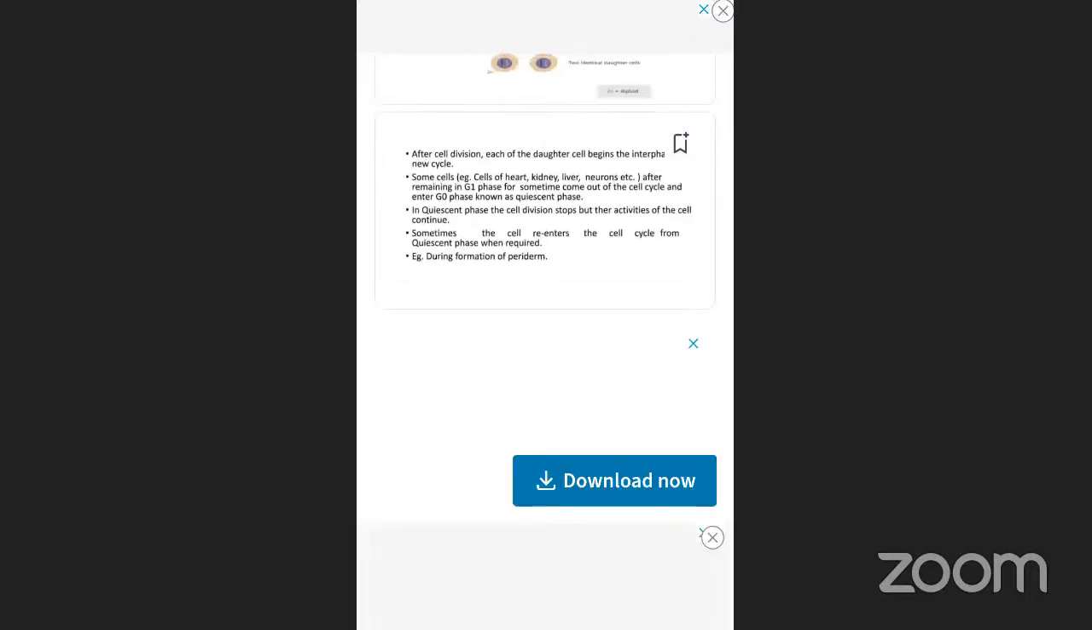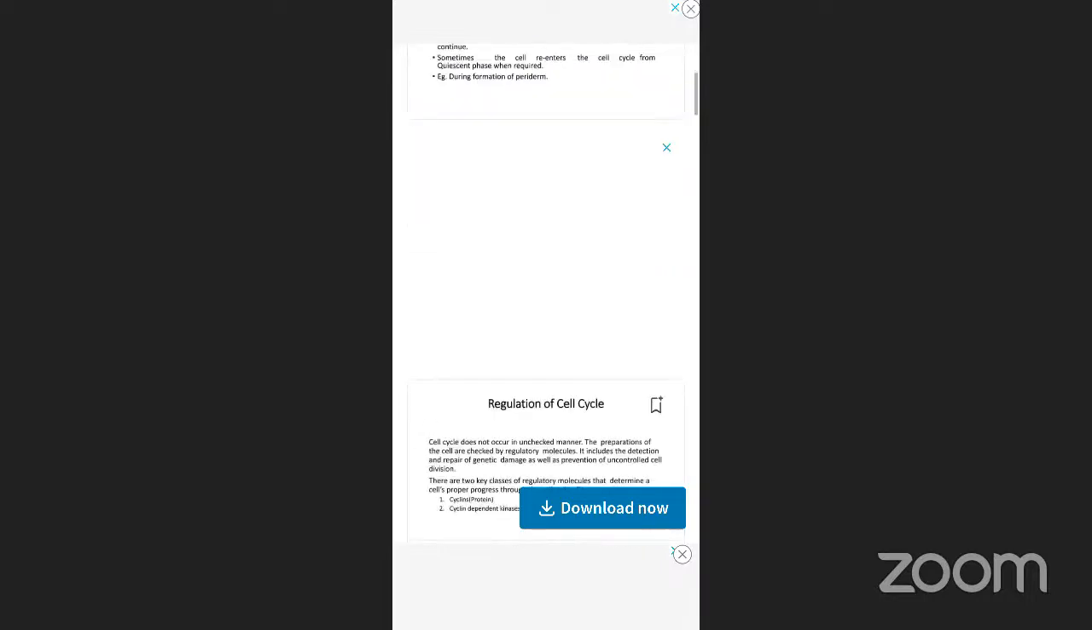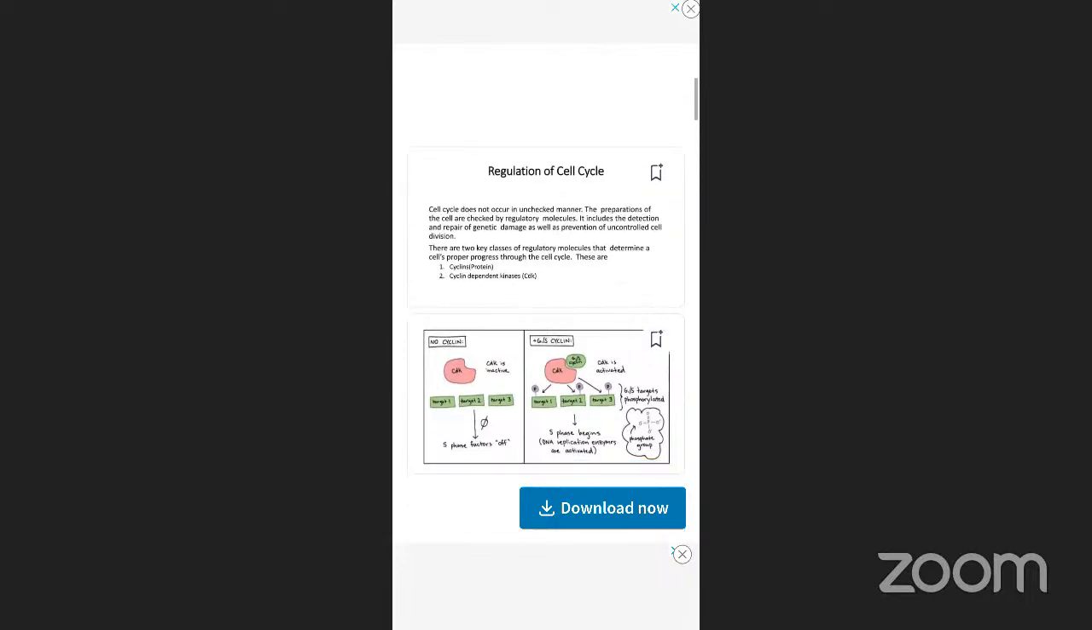After cell division, some cells remain in a quiescent phase, where cell division stops but the activities of the cell continue. Sometimes the cell re-enters the cell cycle from the quiescent phase when required, for example during the formation of the periderm.